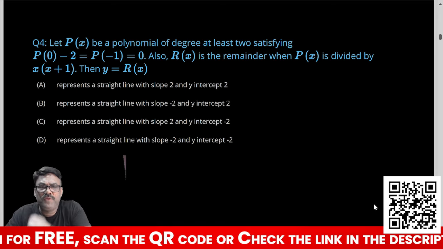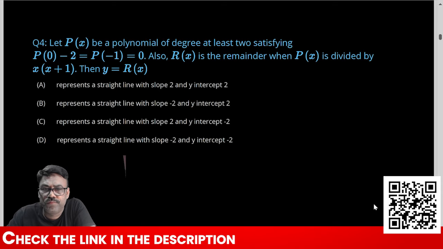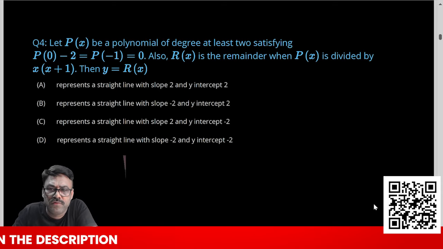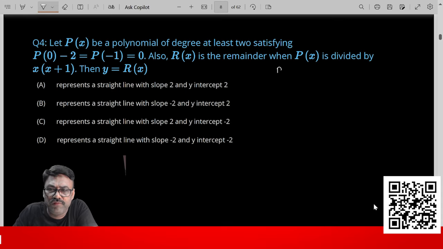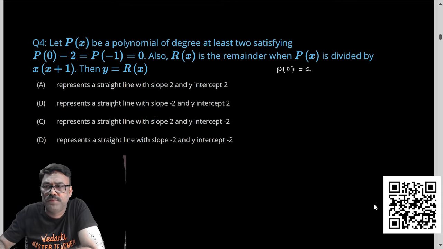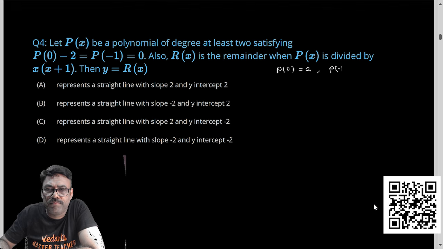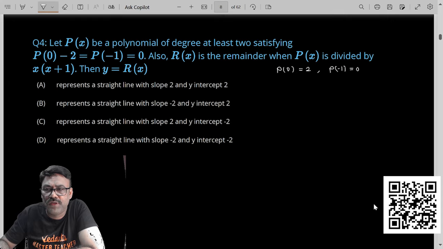So they are saying that Px, in question number 4, is a polynomial of degree at least 2 and satisfying these two conditions. So basically the first condition gives you P0 is equal to 2, and P of minus 1 is 0.